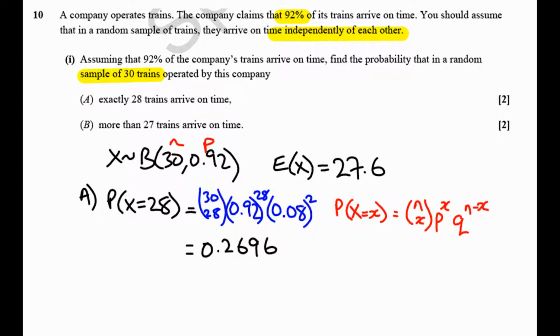Using your graphics calculator, we could have typed this in. We would have had to go to options, then probabilities, then the binomial distribution, and we would have used the BPD, substituting in 28, followed by n, followed by p. And that would have got you the answer in one step, but obviously you need to know how to use your calculator extremely well to be able to use that as an assistance.